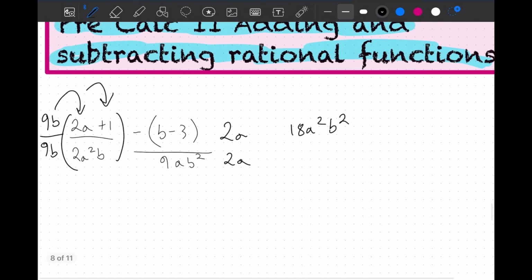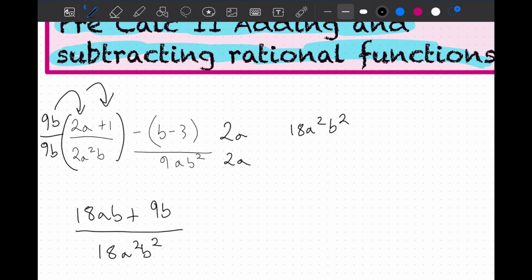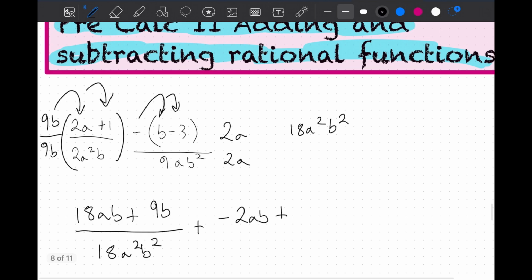So I would get 18ab plus 9b all over 18a squared b squared minus, so I'm going to distribute the minus into each one and then multiply it by 2a, so that's going to be like minus 2, so this has become a plus because I've already dealt with the negative, 2ab plus 6a all over 18a squared b squared.